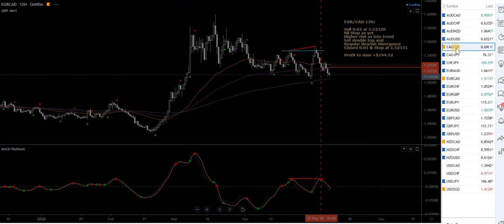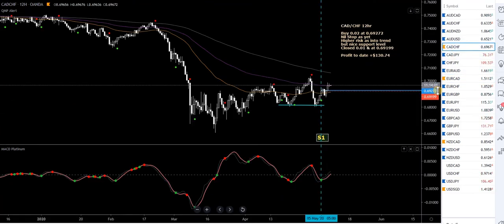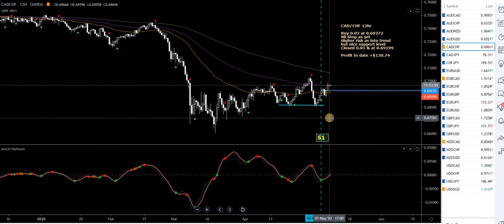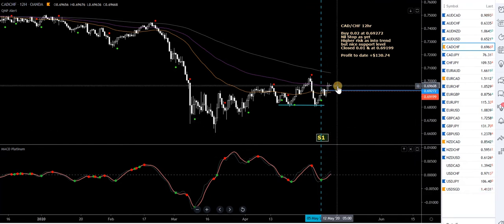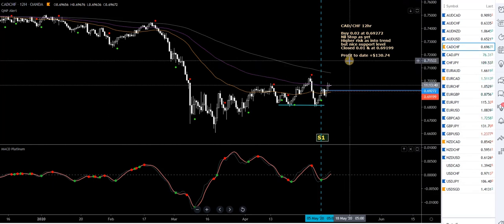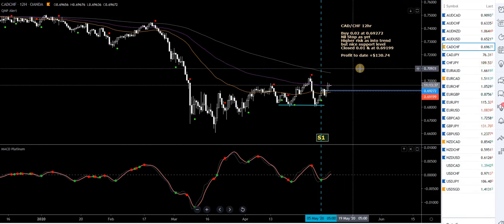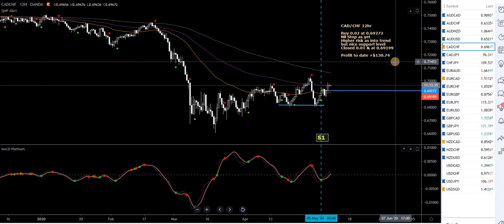It's nice and simple. And CAD Swiss, very similar. In a buy here, again a high risk trade, but I like this little double bottom. It went against me initially, but turned around and gone up. Now that last small candle today took my MACD Platinum through the 0 level, so I closed half, put my stop just under the entry level, and that gave me a profit of $5.85, which has been added to the profit today. So that's it for the 12-hour charts.